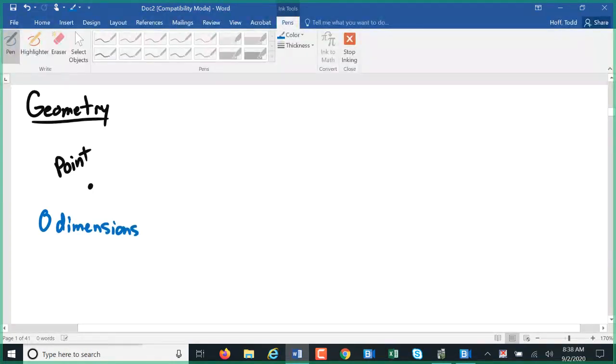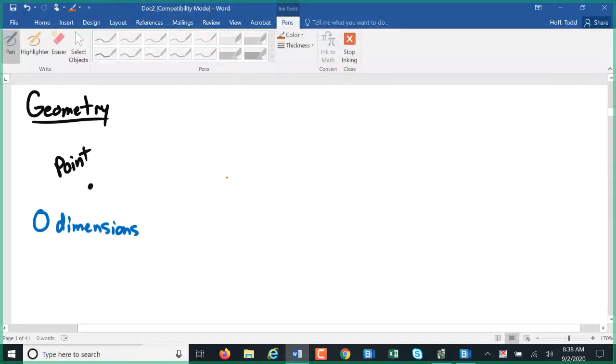A dimension can be defined a lot of ways. Some define it as a measurable direction. Others define it as a direction of movement or a unique direction of movement. And others define it as degrees of freedom. In other words, we're free to move in different directions. They all kind of mean the same thing.